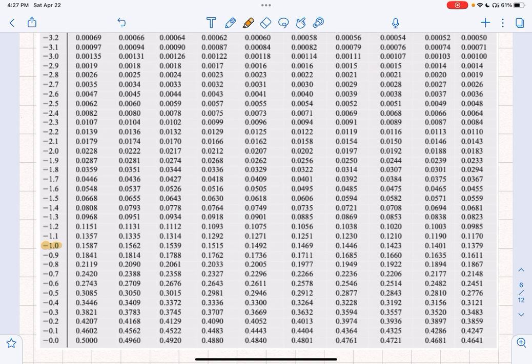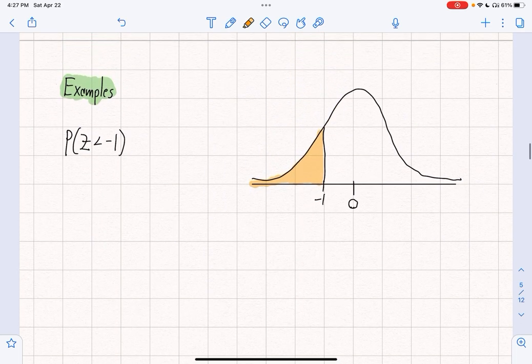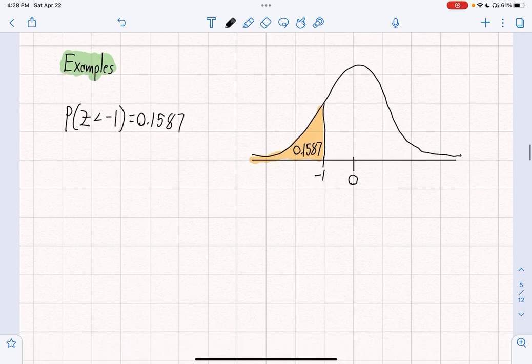So I see that my area is 0.1587. So that means that the shaded region in this plot up here is 0.1587. So let me go ahead and write that. That means this is 0.1587, and that's our probability. So the probability z is less than -1 is 0.1587.